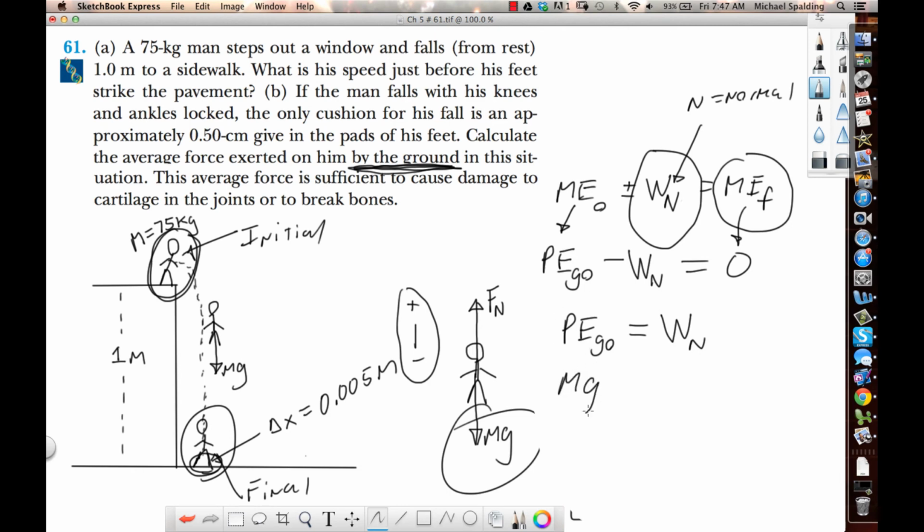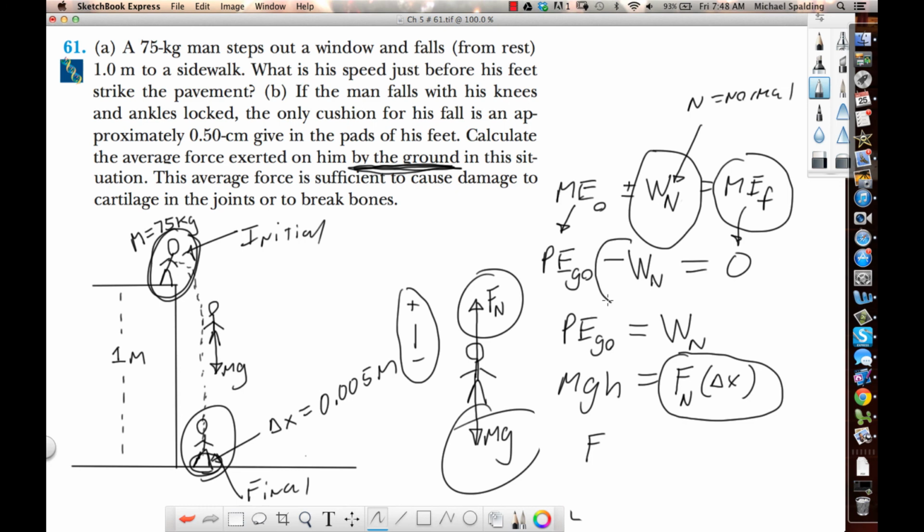So this is going to be mgh. Now, what can we plug in for work of normal force? What's the work equation? Force of normal times displacement. Is the normal force parallel to the displacement? Yep. Okay, now we're ready. Oh, and then look, shouldn't this be negative right here, the work done by the normal force? Isn't it opposite motion? Yeah, but we already called it negative right here. So the normal force is going to be mgh over the displacement.